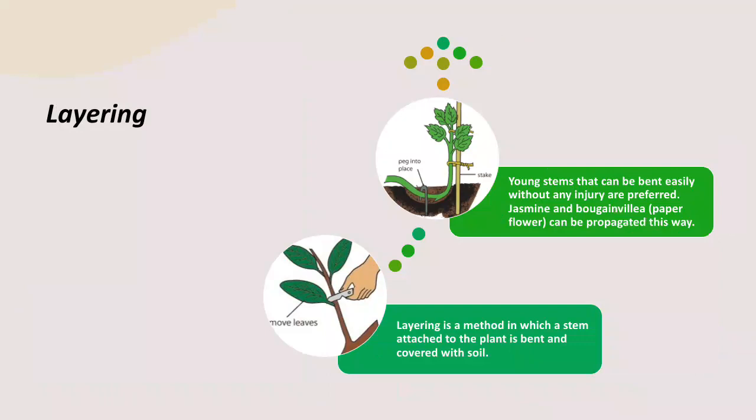Layering. You can observe here in the diagram, young stems that can be bent easily without any injury are preferred. Jasmine can be propagated in this way. Layering is a method in which a stem attached to the plant is bent and covered with soil.